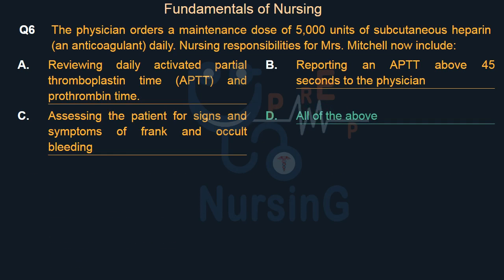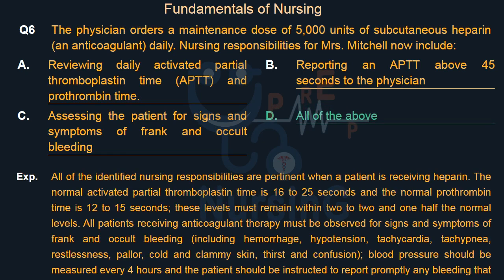All of the above. All of the identified nursing responsibilities are pertinent when a patient is receiving heparin. The normal activated partial thromboplastin time is 16 to 25 seconds and the normal prothrombin time is 12 to 15 seconds. These levels must remain within 2 to 2 and 1/2 the normal levels.